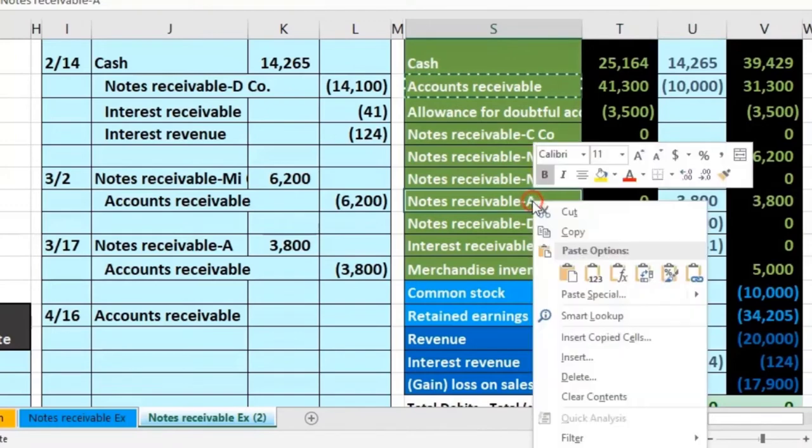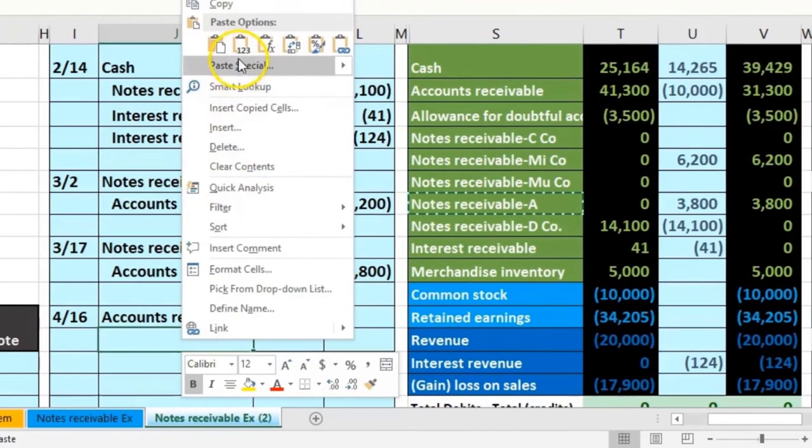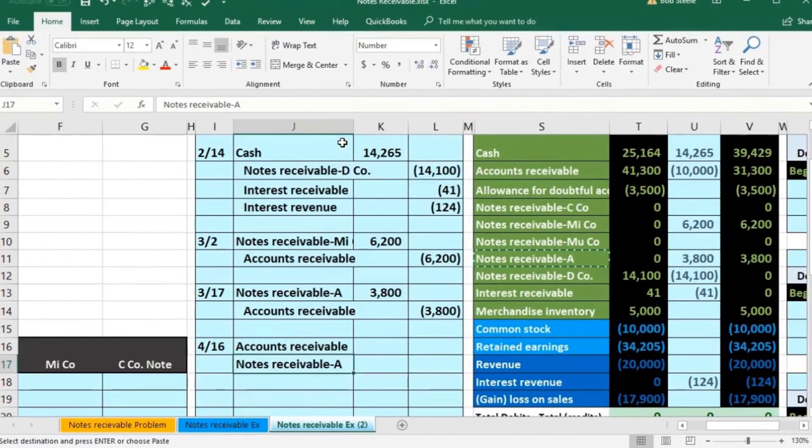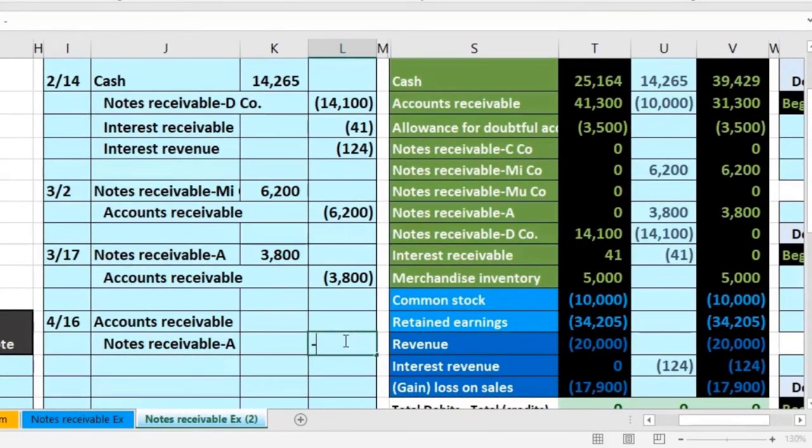So I'm going to right click on that, copy that. It's got to go down with a credit, so we're going to put that underneath in J17, right click and paste, 1, 2, 3. I'm going to indent that, home tab, alignment, increase the indenting, put that in the credit column in L17 with the amount of negative $3,800.